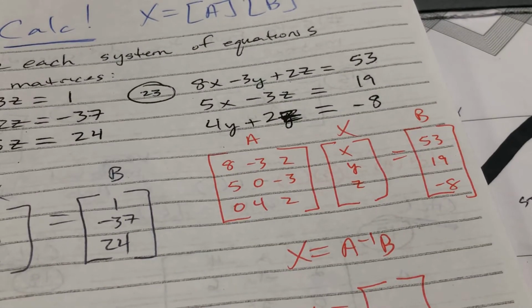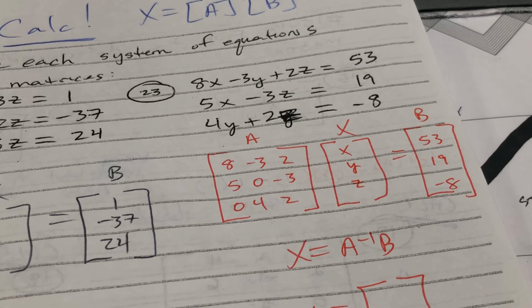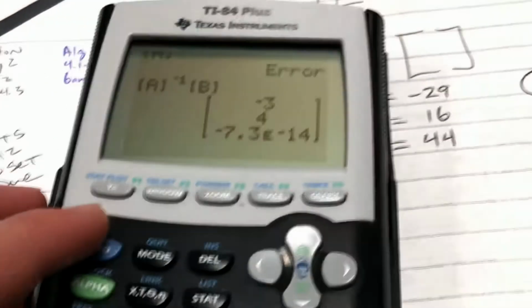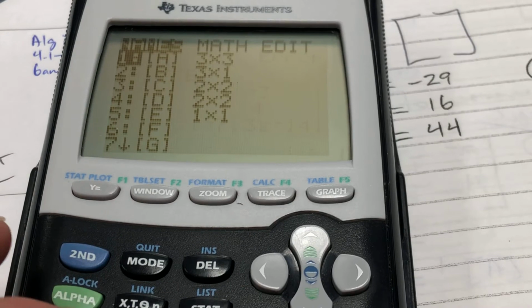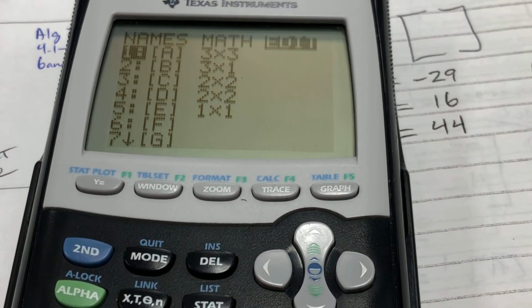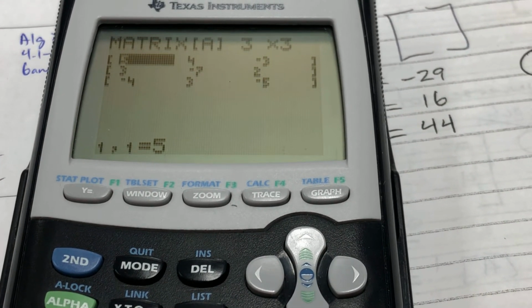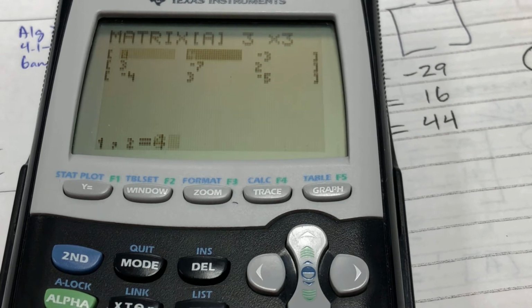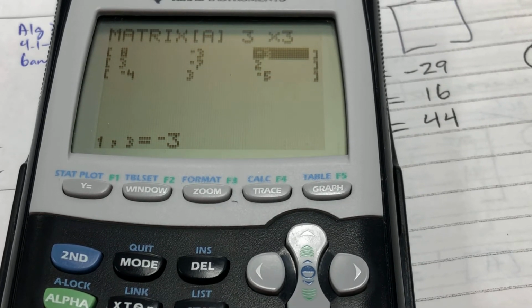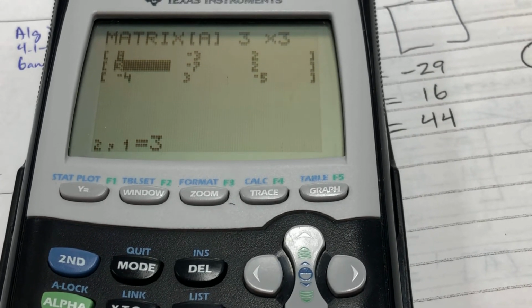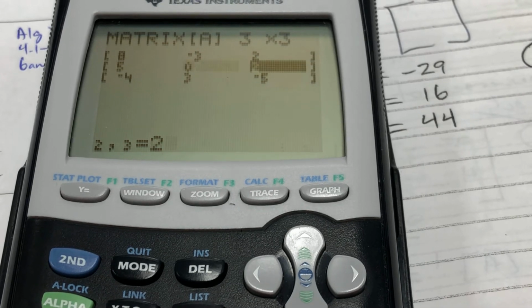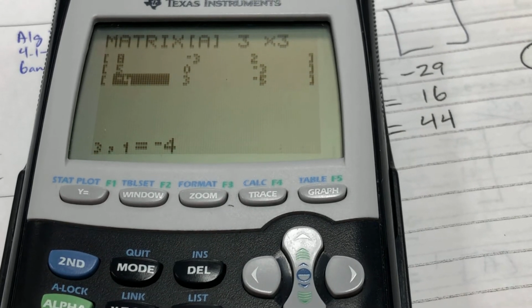Anyway, let's do 23. So 23, you got a 0y in the second equation and a 0x in the third equation. There's A and there's B. So we are going to do that again. Go over to edit. A is a 3 by 3. With 8, enter. Negative 3, enter. 2, enter. 5, enter. 0, enter. Negative 3, enter.